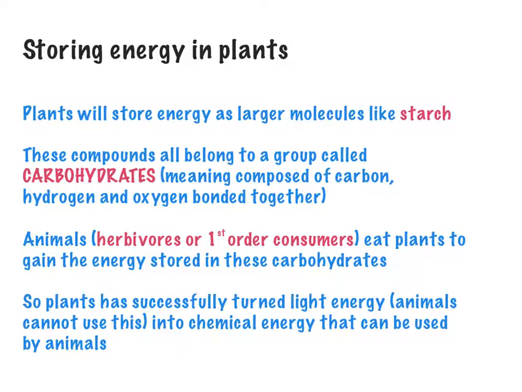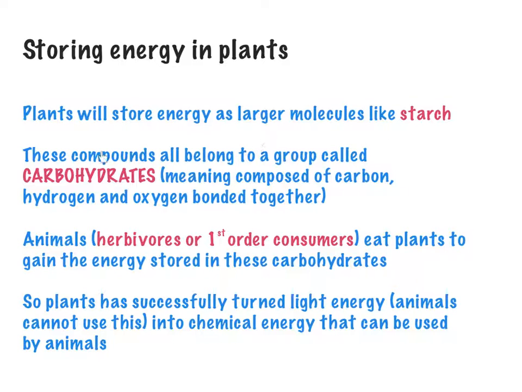Now, plants, when they sort this out, they say, beauty, I've got this little stuff called sugar. And so what they do is they then join sugars together to make starch. So we bond sugars together to make starch. So we have a bigger compound, a bigger chemical, and that bigger chemical contains a lot more bonds, and that means a lot more energy.